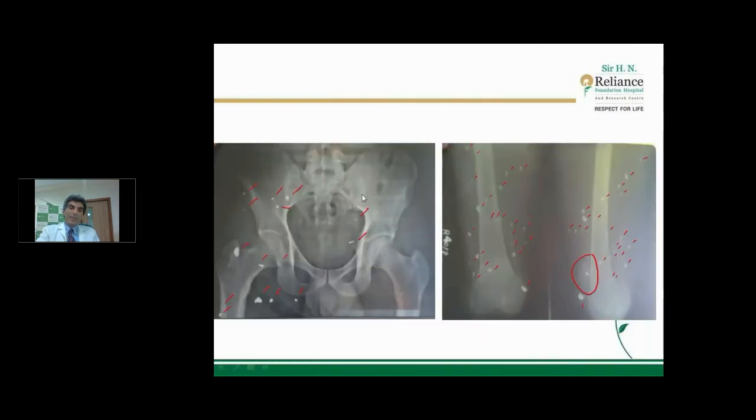This is Major D.P. Singh's X-ray now, today. When I say today, I mean a few months ago. You can see next to these red lines, all these white dots, it looks like snowflakes.